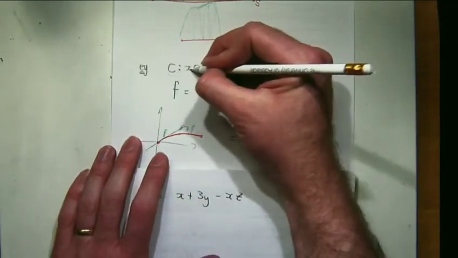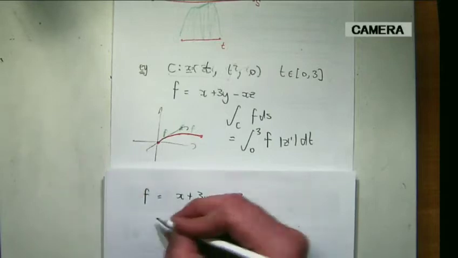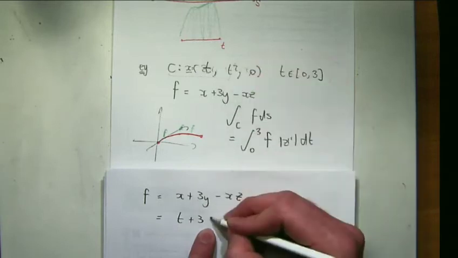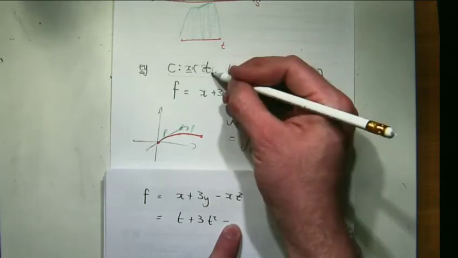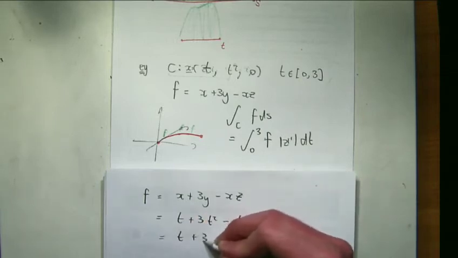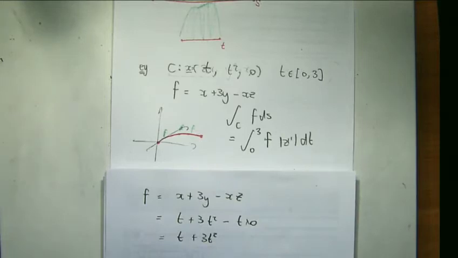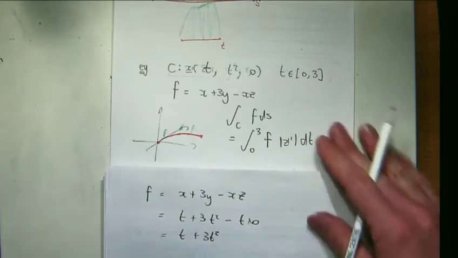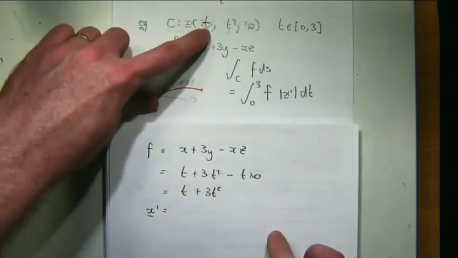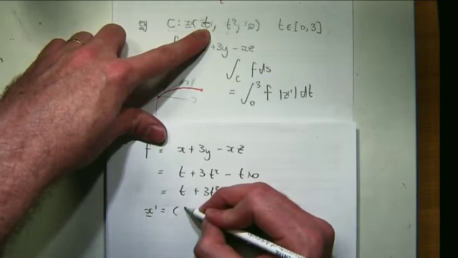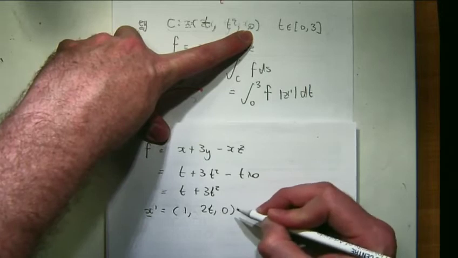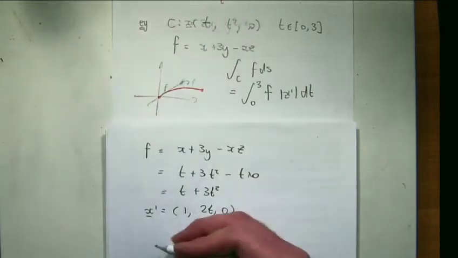because technically this is my vector x. So I have to use the x coordinate is t, the y coordinate is t squared, the x coordinate is t, and the z coordinate is 0. So that's my f in terms of t. I've converted it to be in terms of t. My x dashed, well, let's see, I just differentiate each term of that. So the derivative of t is 1, the derivative of t squared is 2t, the derivative of 0 is 0. And I need the length of that.